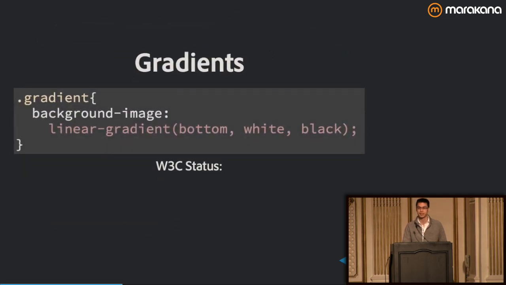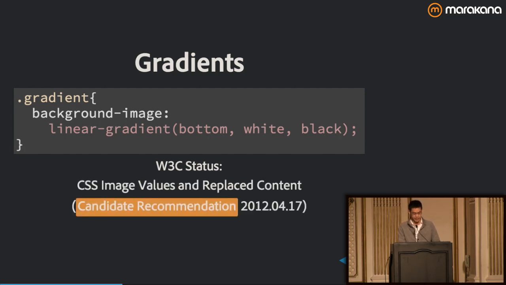How about gradients? How many of you think we've reached the recommendation standpoint for gradients? Okay, I'm seeing some shakes of the head. And you would be right. Gradients are part of the CSS image values and replaced content specification. This is currently in the candidate recommendation stage, where they're trying out implementations. They've more or less finalized what they think should work, but they want to make sure that it can actually be implemented in browsers. It went on to become a candidate recommendation last spring.